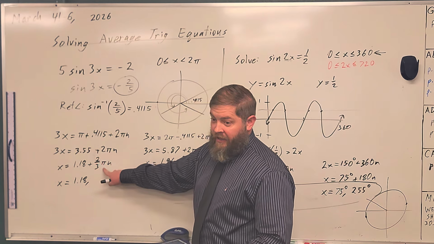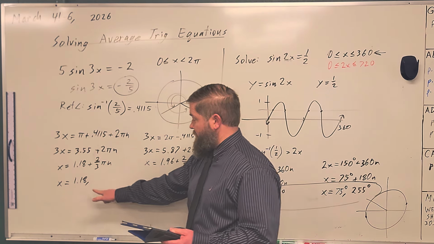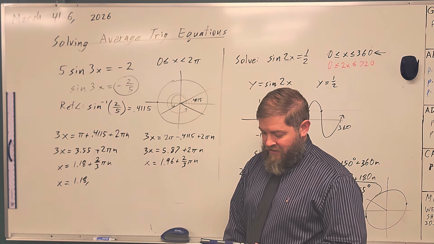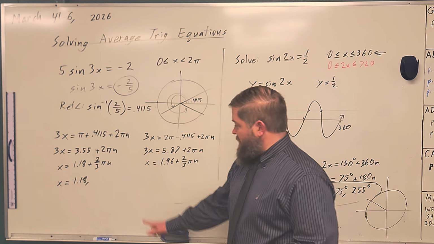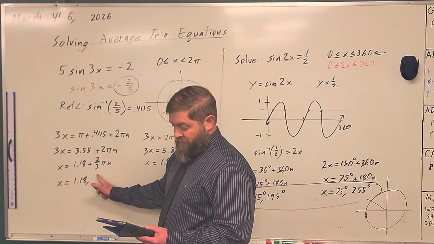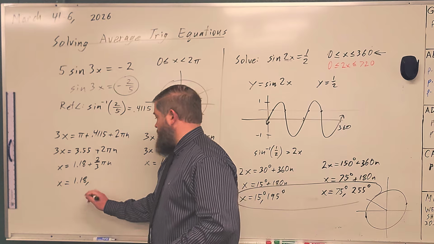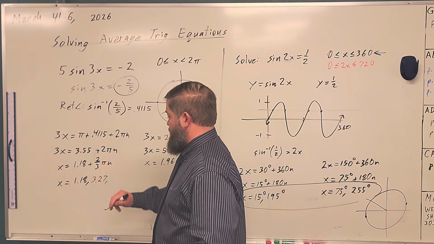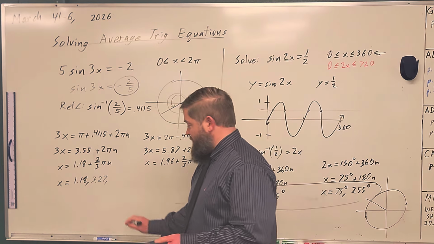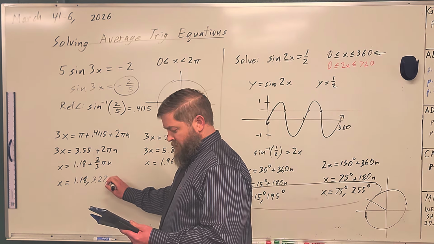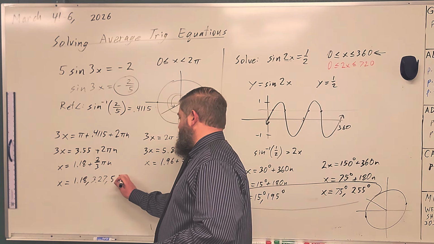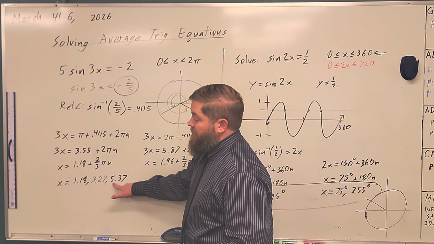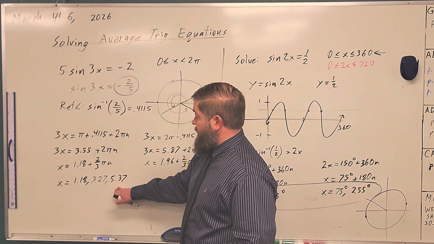Add 2/3 of pi to that. What's 1.18 plus 2/3 of pi? 3.27. And then take that answer and add another 2/3 of pi. What does that give you? 5.37. Okay. And if I added another 2/3 of pi, I'm going to be beyond 6.28. So I need to stop here.